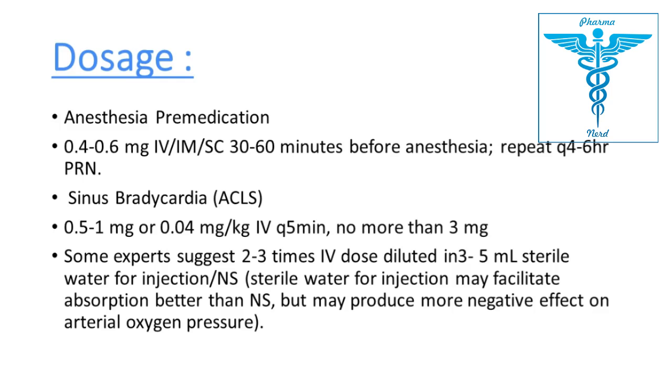Sinus bradycardia: 0.5 to 1 mg or 0.04 mg per kg IV every 5 minutes, not more than 3 mg. So the administration should be not more than 3 mg. Some experts suggest 2 to 3 times the IV dose diluted in 3 to 5 ml of sterile water for injection or normal saline. Sterile water for injection may facilitate absorption better than normal saline, but it may produce more negative effect on arterial oxygen pressure.